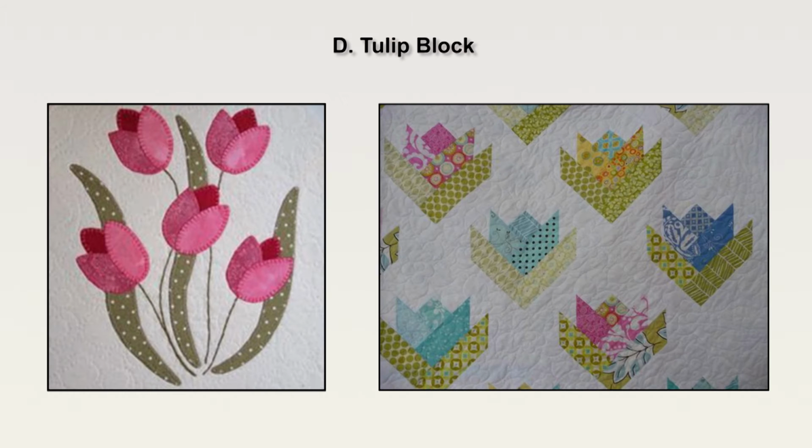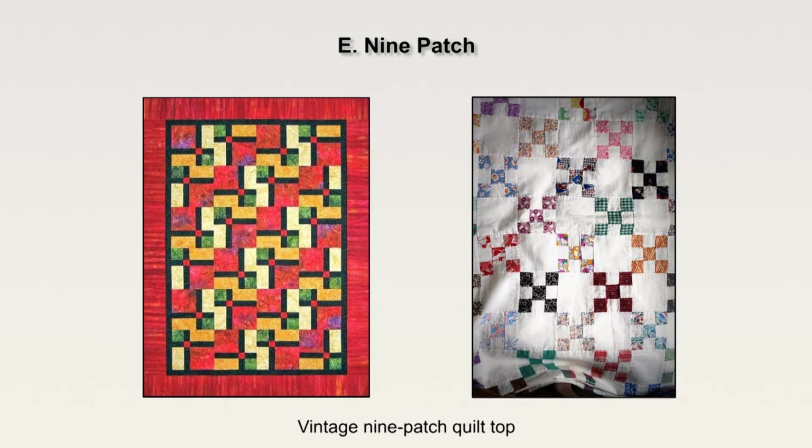The tulip block. The tulip block patch. Please note how the patches here in this image have been put together resembling the shape of a tulip flower, and hence it got its name. The 9 patch. It is a very simple quilt block made from 9 equally sized squares.